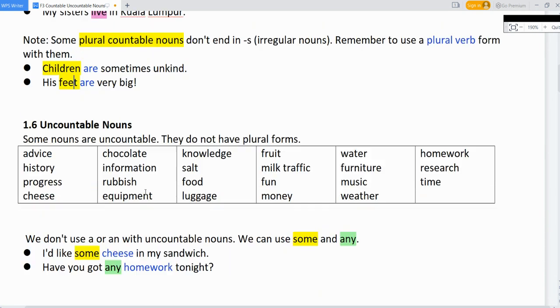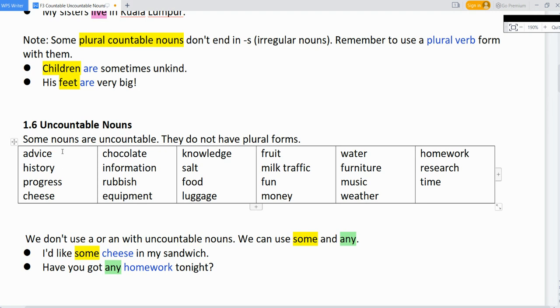Okay. Next, we look at uncountable nouns. Okay, uncountable nouns are nouns or things that you cannot count. You can measure it, kita boleh ukur benda tu, but we cannot count. Kita tak boleh kira. Okay. So some nouns are uncountable. They do not have plural forms. Okay, kata nama yang uncountable ni dia tidak ada plural form.